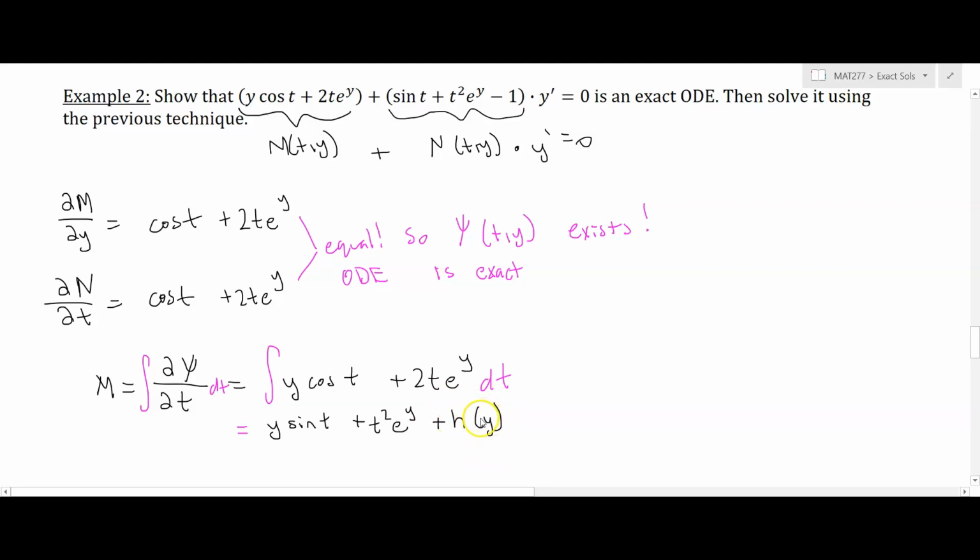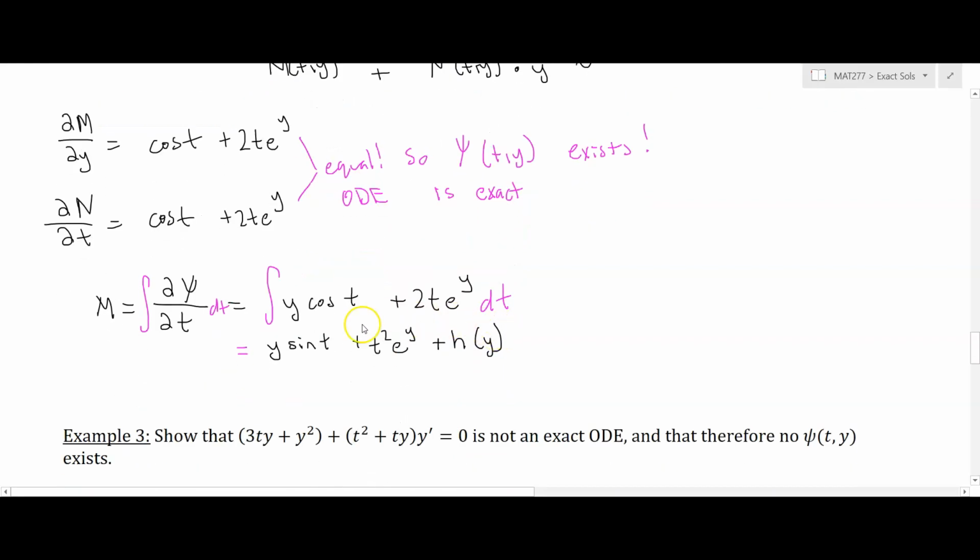So again, this could be a constant, this could be something involving both y and constants, but it would have gone away when I take the derivative of it with respect to t. Now, n, we now know is the derivative of psi with respect to y. So if I integrate it, I probably should be a little bit careful here about my notation.